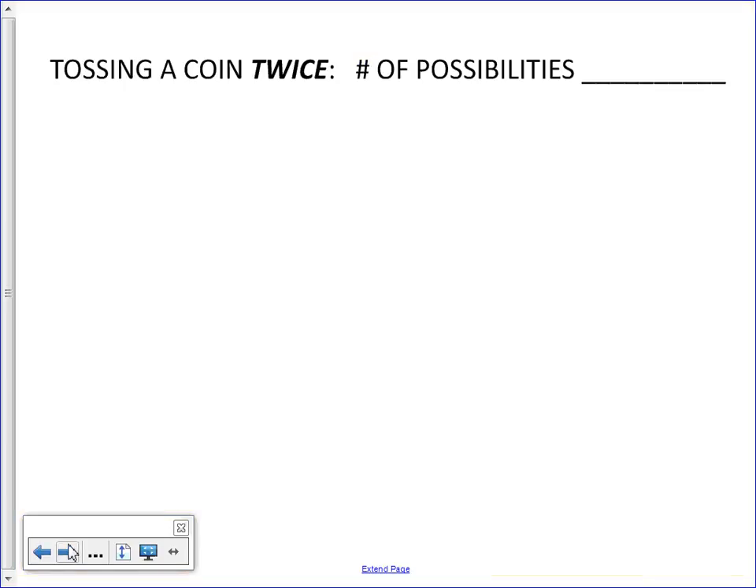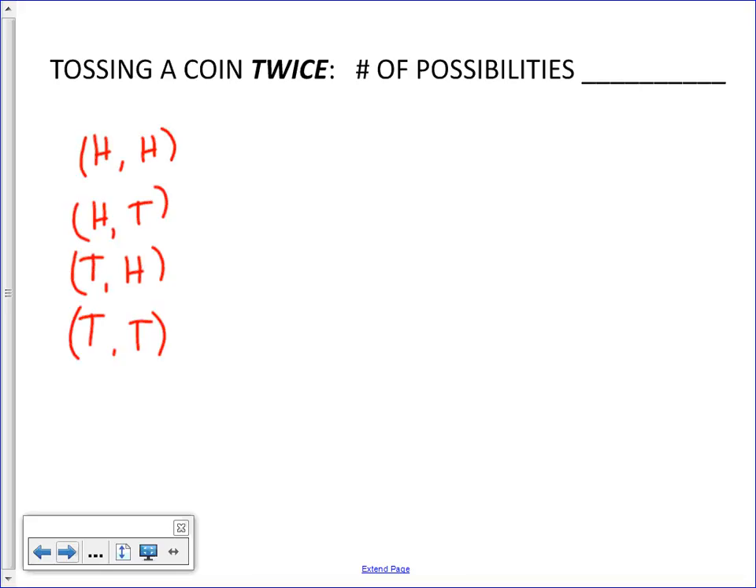Here we go. This is how you list outcomes. You list them as a group or a set of groups, right? So you toss a coin twice. You can have heads, heads, or heads, tails. You could go tails, heads, then tails, tails. Right?